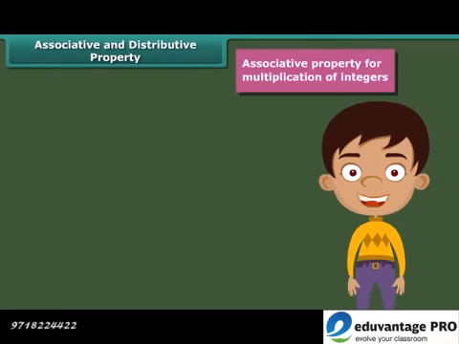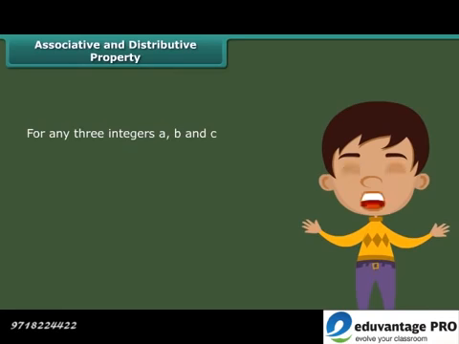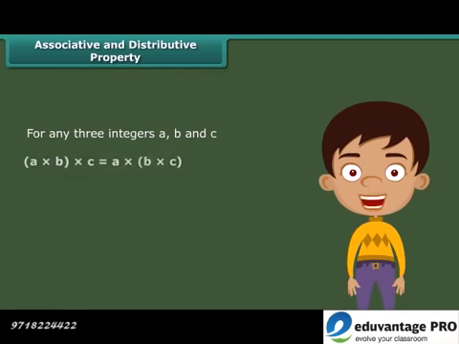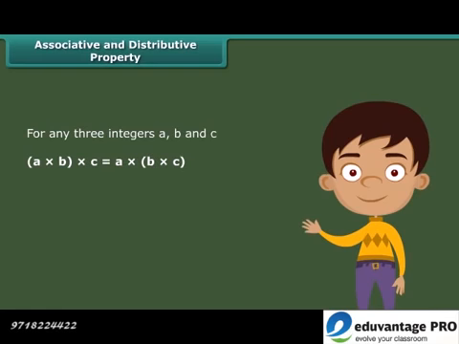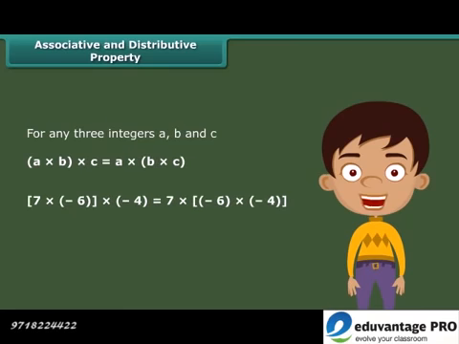The product of three integers does not depend upon the grouping of integers, and this is called the associative property for multiplication of integers. For any three integers a, b, and c, (a into b) into c is equal to a into (b into c). For example, (7 into -6) into -4 is equal to 7 into (-6 into -4).